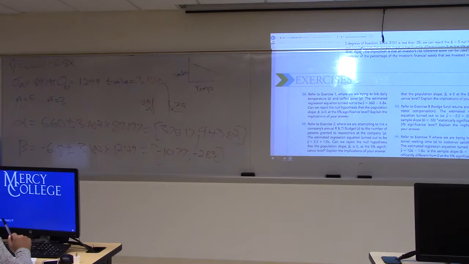Would it be a one-tailed or two-tailed test? Two. Two-tailed tests. There are two ways to disprove this. All right, how much area under the curve do we want in either tail? 2.5% in either tail, because we want half of the significance level.